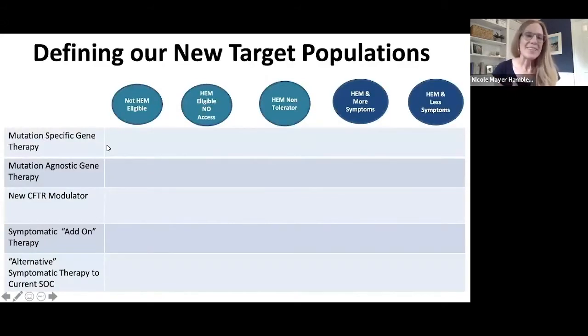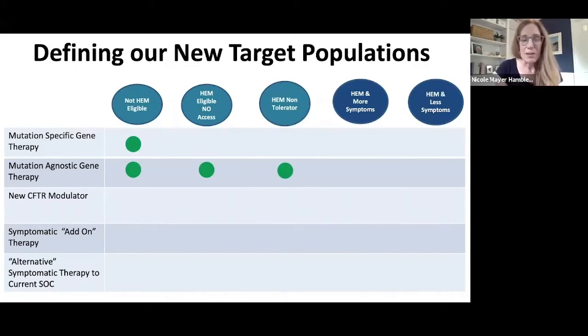So on the left-hand side, I have promising classes of therapies that are in our development pipeline. And along the top are potential target populations defined by modulator eligibility and access. Now along the top are potential target populations without modulators, and then those with modulators, maybe with or without more symptoms now that they are on modulators. So we can start to naturally define target populations as we go forward through development.